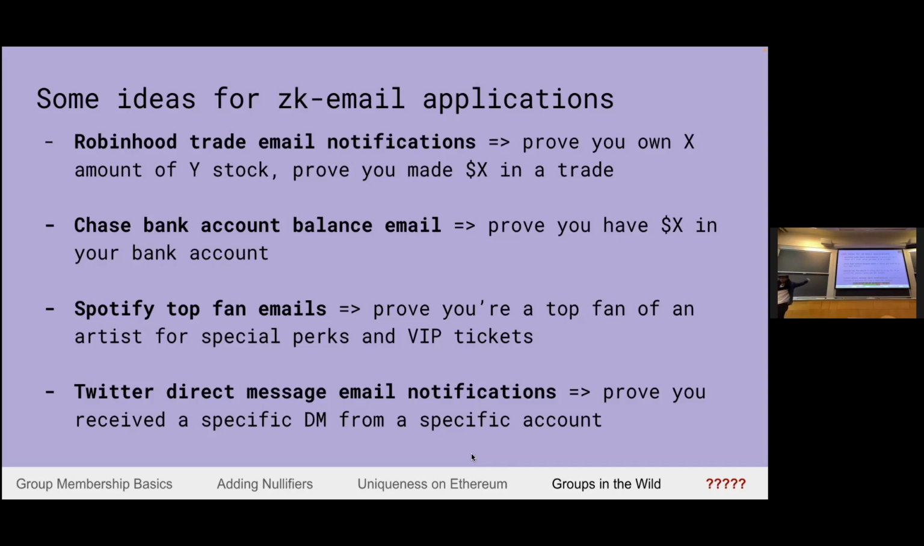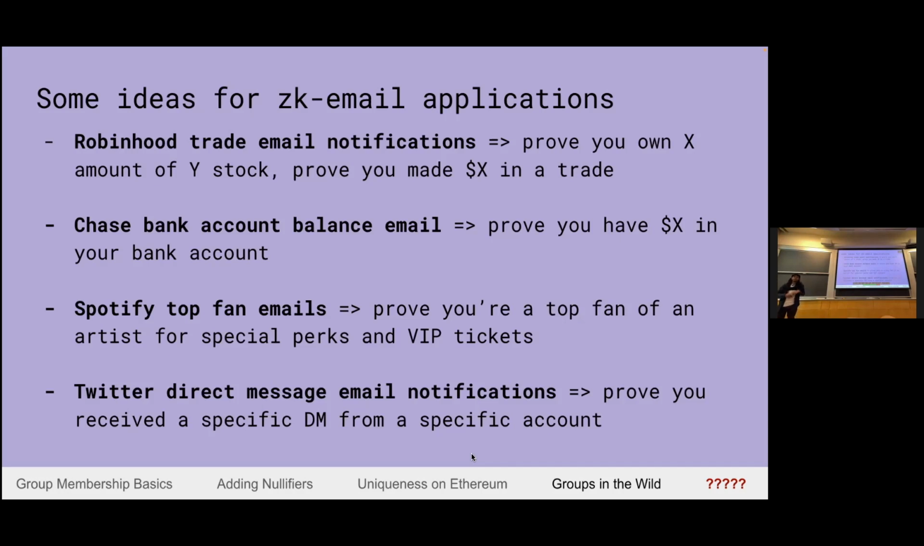You can do the Chase bank account example. You can, for instance, prove I have some amount of money in my Chase bank account, which Chase has sent to me in plain text. And I'm going to prove in ZK that the number is more than 100,000 or whatever, and thus I can prove to you that I have some amount of money in my bank account. You could do a Spotify type of thing. Say Spotify sent me my Spotify Wrapped, and it said I was a top fan of this artist.